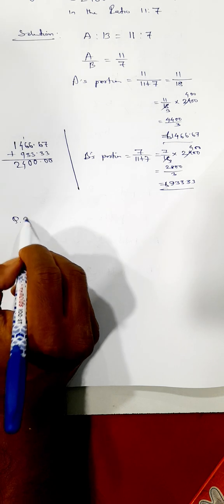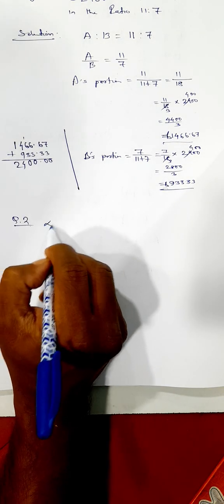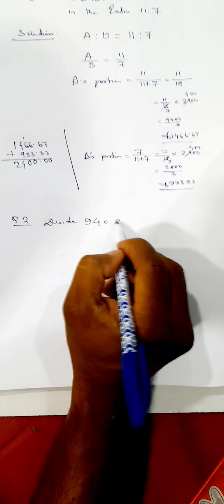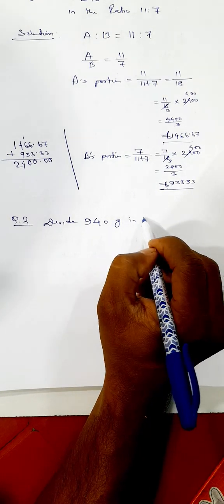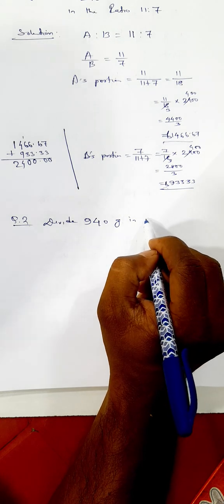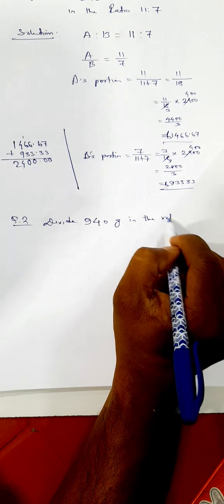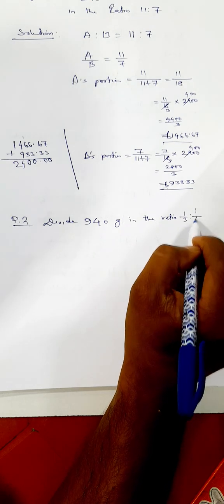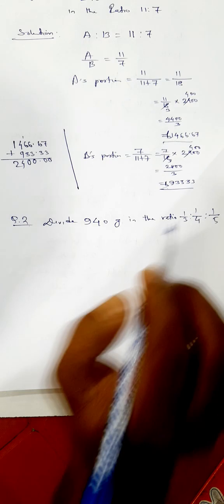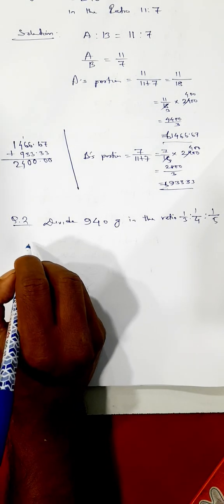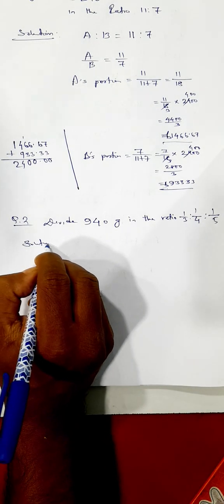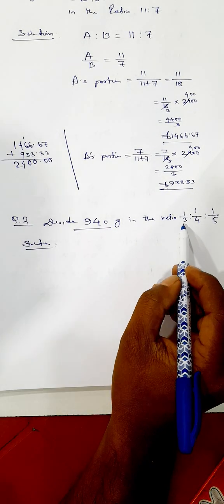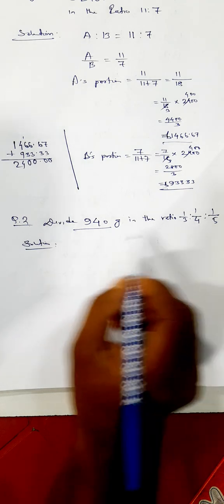Now the next question says, suppose divide 940 gram into the ratio 1/3 is to 1/4 is to 1/5. Solution: divide 940 gram into the ratio 1/3 is to 1/4 is to 1/5.